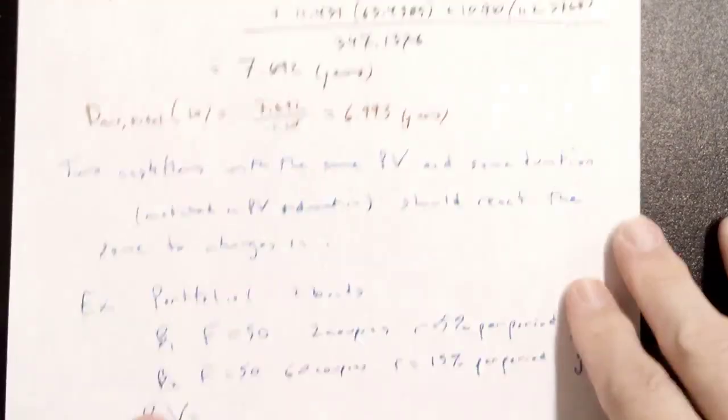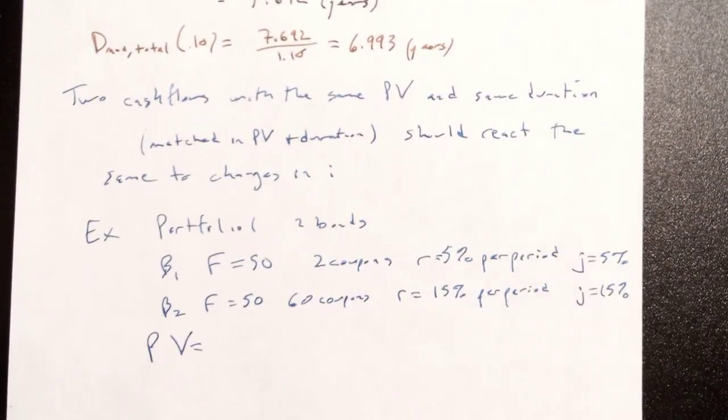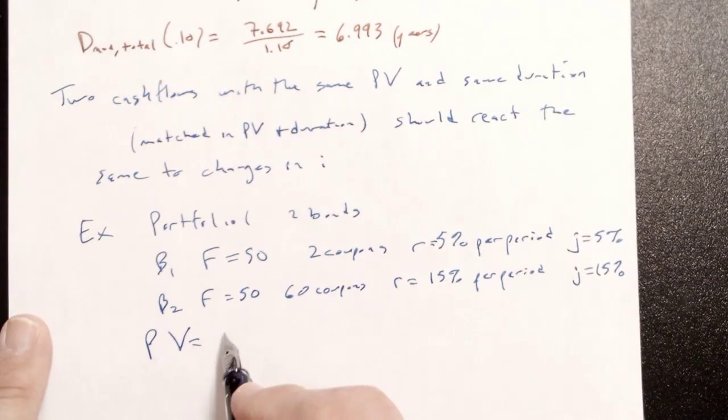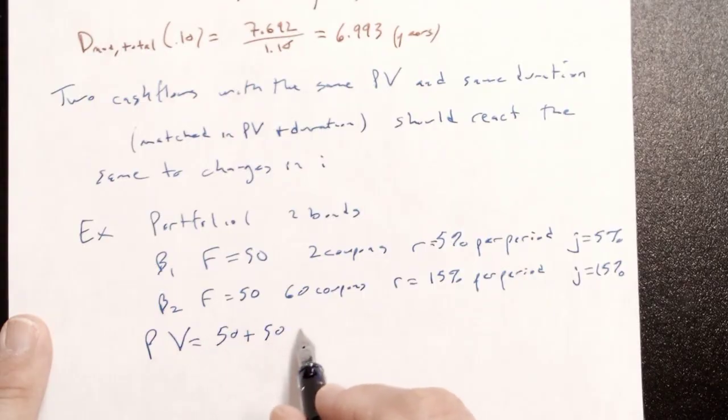Aha. That's the short way, is to notice that both of these are at par. So the present value is the redemption value in both cases. So the present value of this portfolio is 100.